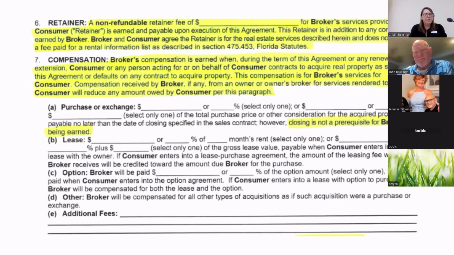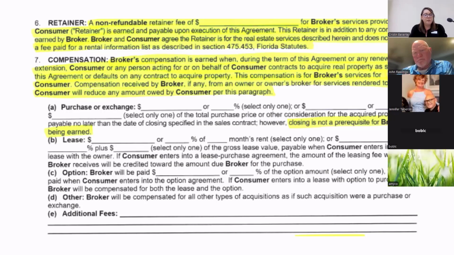So for the first section here, you're going to choose either the first part or the second part. You're either going to charge a dollar amount or a percentage of the purchase price. The other option is you're going to charge a dollar amount or a percentage of the purchase price plus another dollar amount. So perhaps you typically charge a percentage plus a transaction fee. You would use the second portion of A. If you only charge a flat fee or a percent, you would use the first portion of A.